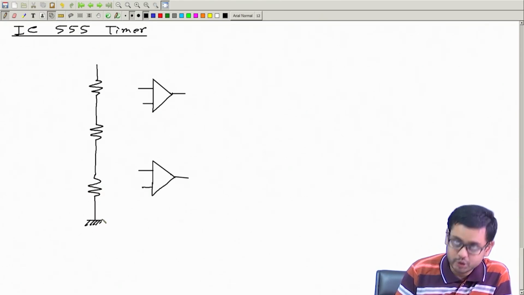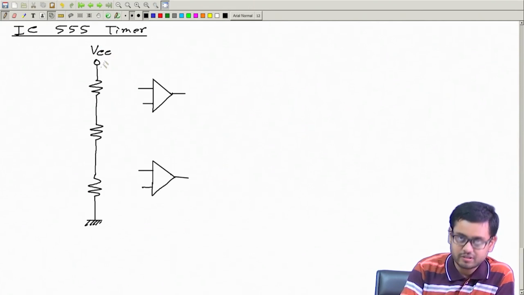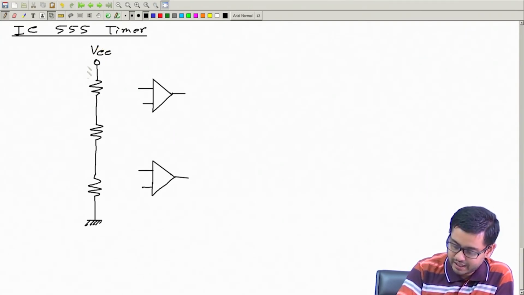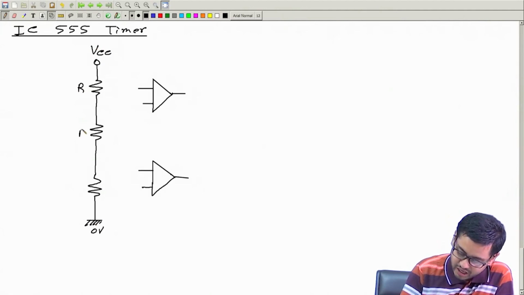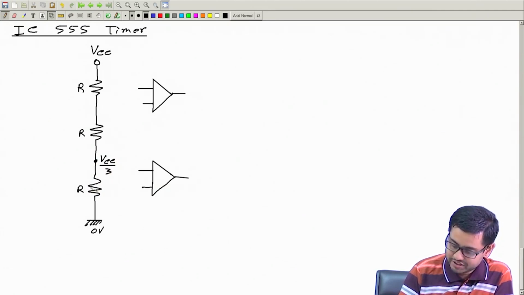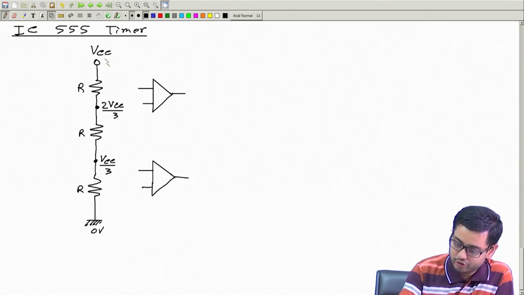This side is 0 volt, this side is positive, we call it VCC. This is a positive voltage applied and this is 0 volt. This is R, this is R, this is R. So, what is the voltage here? This voltage will be VCC by 3, 1/3 of VCC. This voltage will be 2 VCC by 3, 2/3 of this voltage.